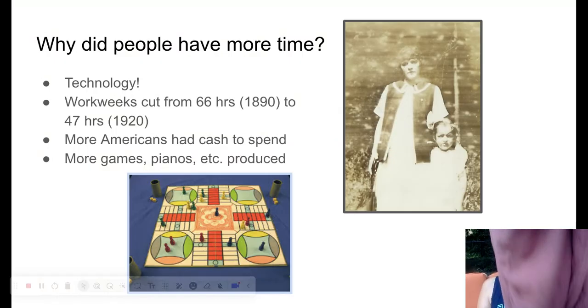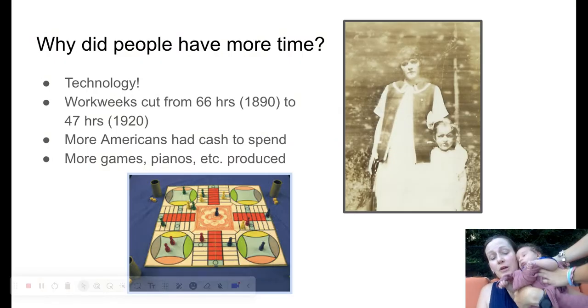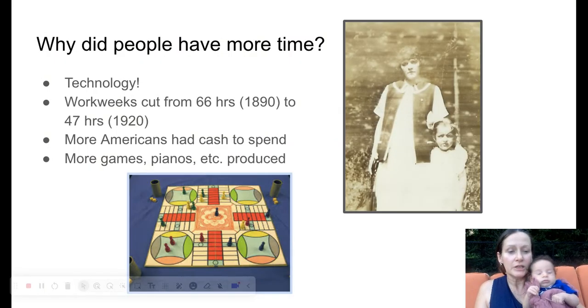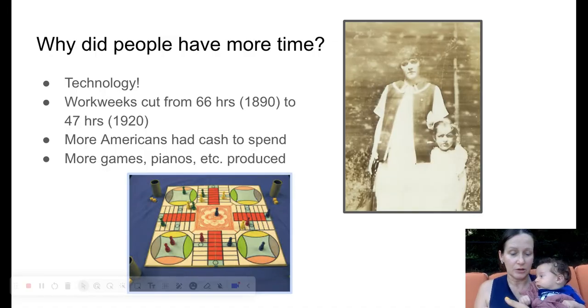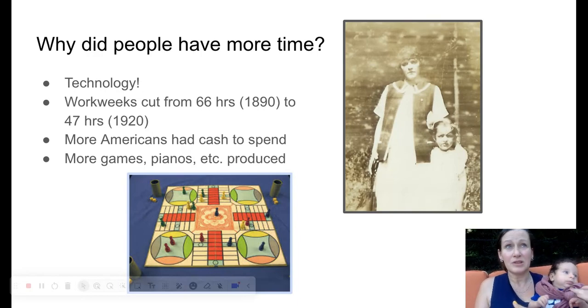All right, so why did people have more time? All right, mostly because of technology. Technology on the assembly line meant people needed to work less hours in the factory. Not to say they were all having short days, but it started to decrease. Even at home, think about once things like vacuum cleaners get invented, how that's going to decrease the amount of time you needed to work at home.